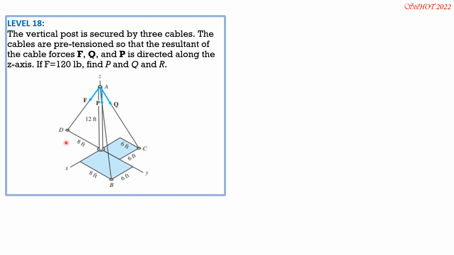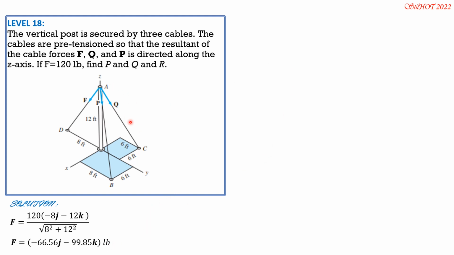Let's express F in vector form. The magnitude is 120. So F is 120. It is going down along Z, going left along Y. So it is 120 times negative 8j negative 12k over square root of 8 square plus 12 square. In decimal, F is negative 66.56 j, negative 99.85 k pounds.